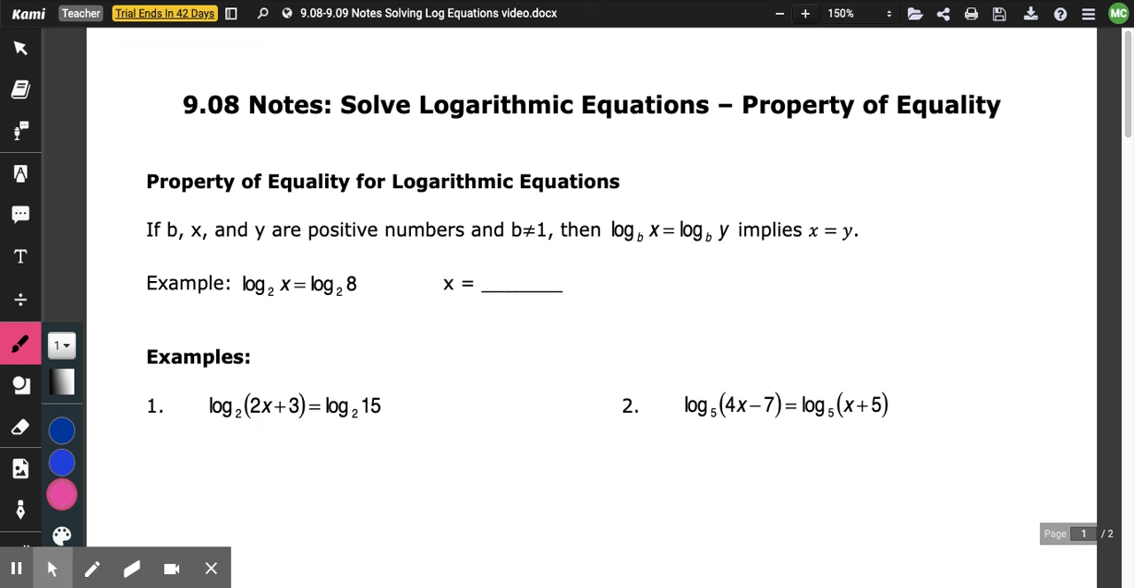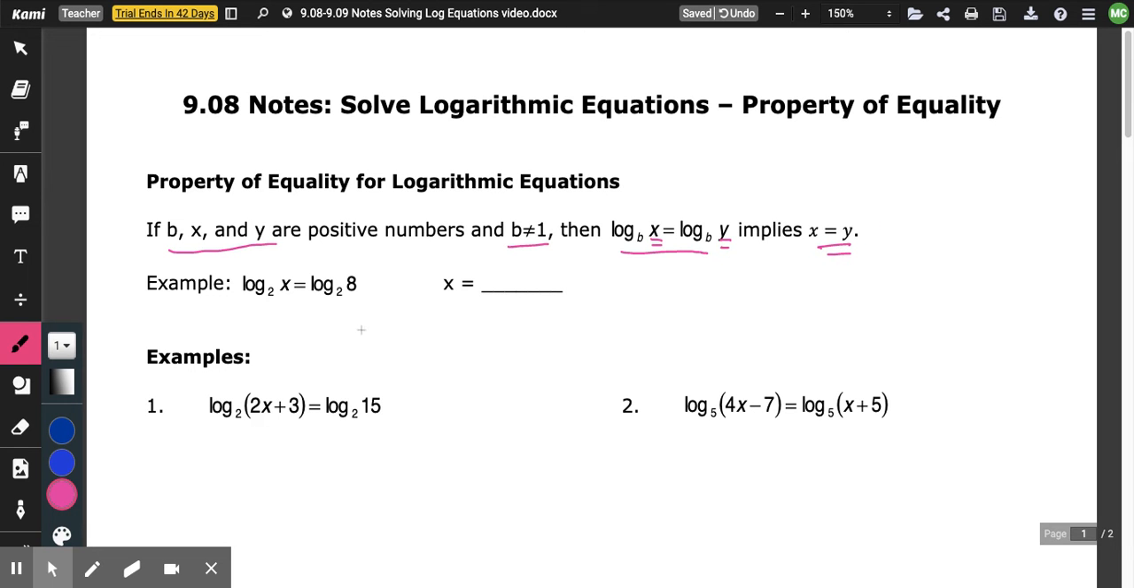Much like with exponential equations, we also have a property of equality for logarithmic equations. So if you've got these log equations here, log base b of x equals log base b of y, and b, x, and y are all positive, and b does not equal 1 because the base of the logarithm cannot equal 1, then that implies that this x here, the argument of this logarithm, and the argument of that logarithm have to be equal to each other.